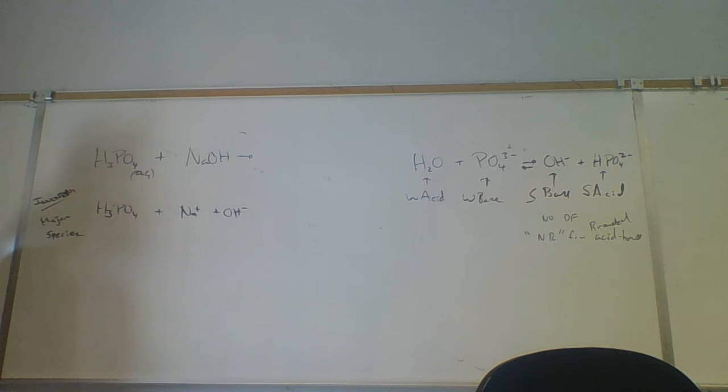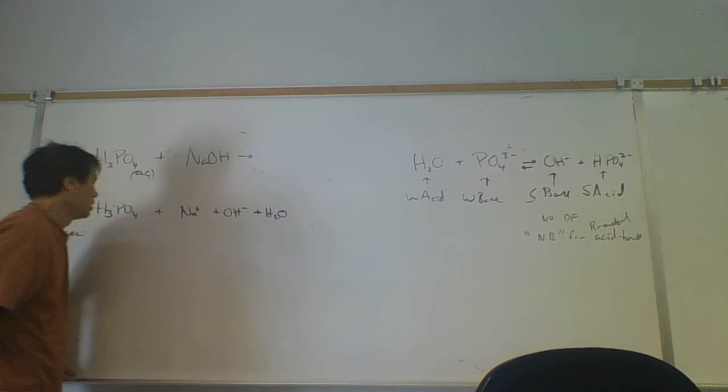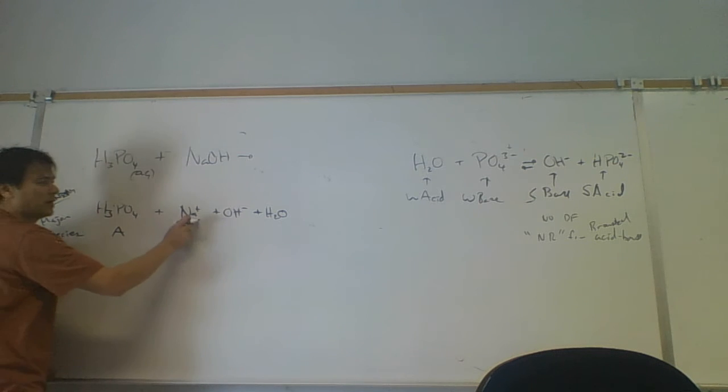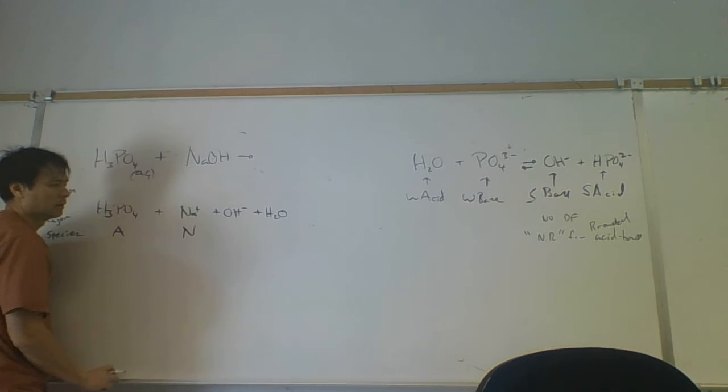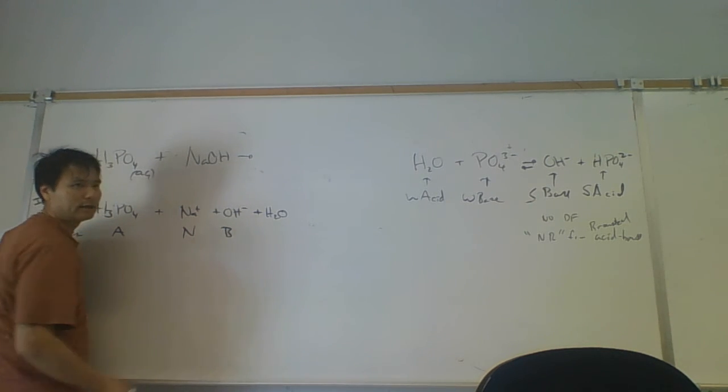All right, and then there's one other major species missing. What is it? Water. And so we go down our chart. When we go down our chart, phosphoric acid is an acid. It's not amphoteric. This one's only going to occur on the acid side. Sodium ions, not applicable, neutral. Hydroxide, base.